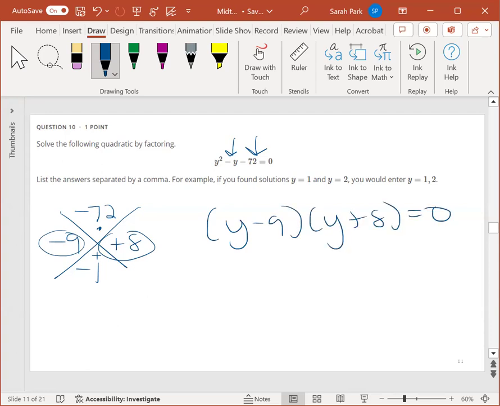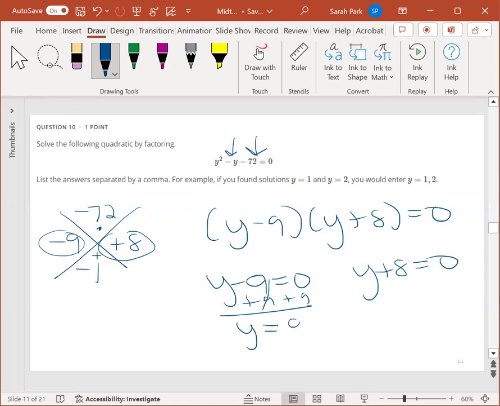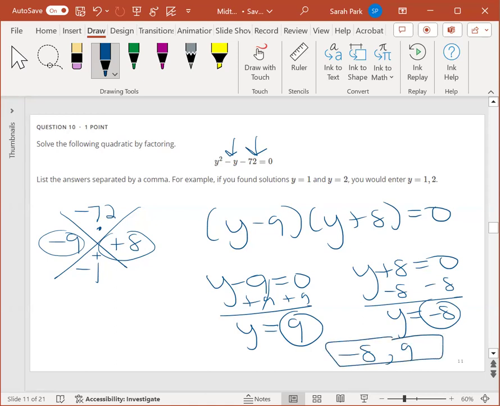And then once you factor, you set both of your factors equal to 0. So y minus 9 equals 0, y plus 8 equals 0. Here we would add 9 to both sides, and we would get 0 plus 9, which is 9. Subtract 8 on both sides. We have 0 minus 8, which is negative 8. So the solution set is negative 8 and 9. Okay.